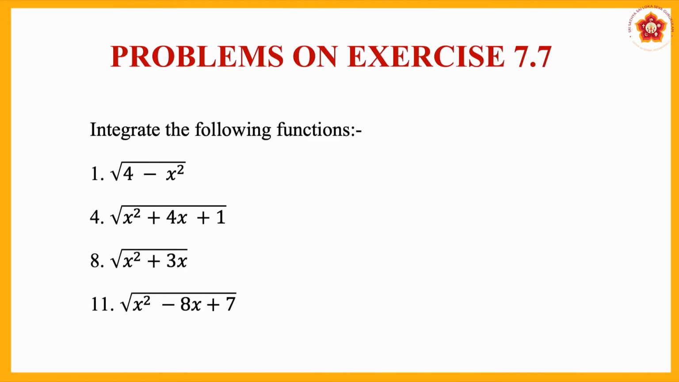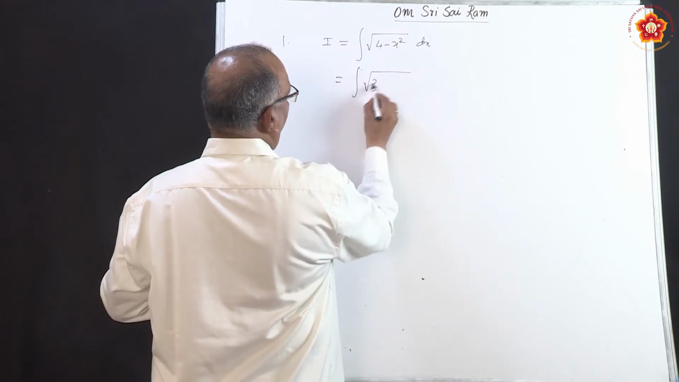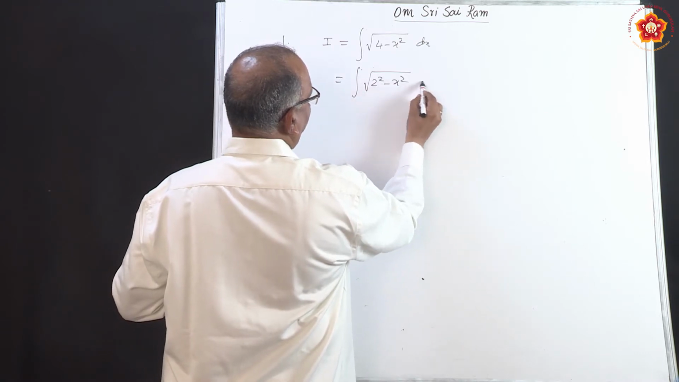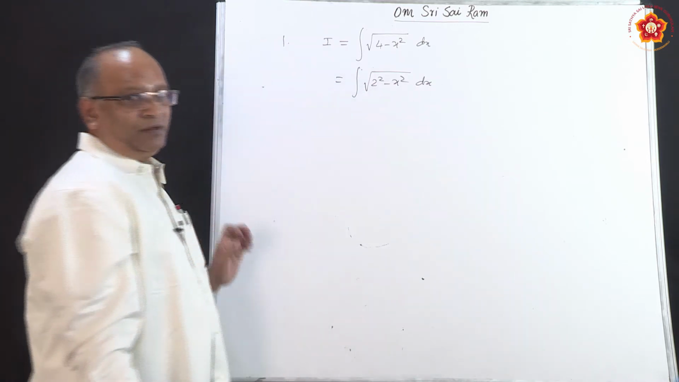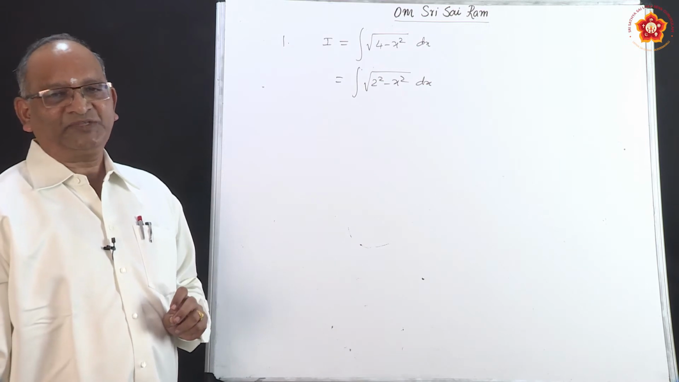Yes, the first one is integrate under root of 4 minus x square. Problem number 1, whatever be the integral, we call it I equal to integral of under root of 4 minus x square dx, which can be written as under root of 2 square minus x square dx. Recollect the formula. Which formula?